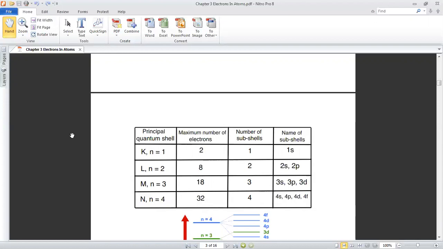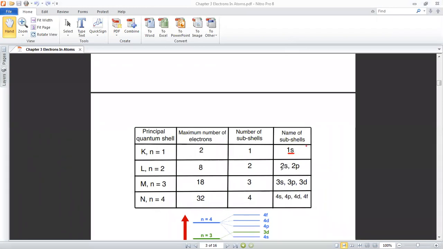Then when we go to the second shell, which is further away from the nucleus, its principal quantum number is 2. So it has two subshells. Now it has been seen that of the two subshells, one is always S, and the other is P. So the second shell has 2S and 2P. So the first shell has 1S.